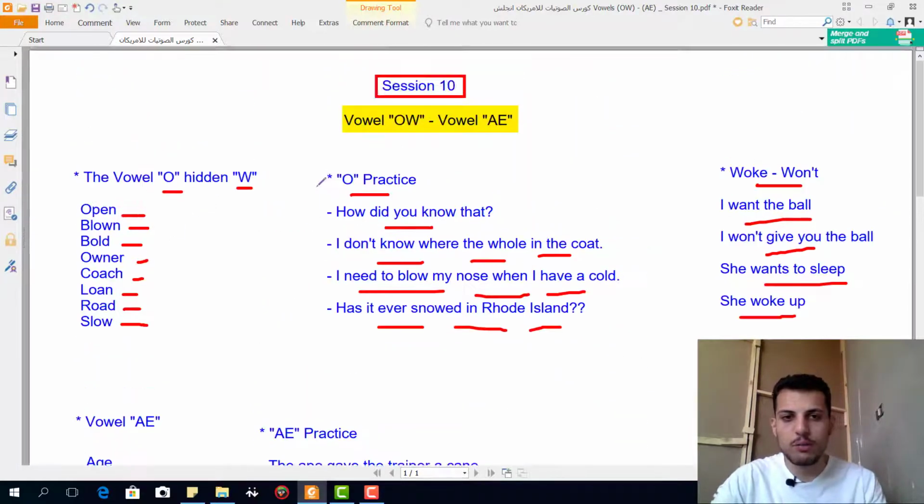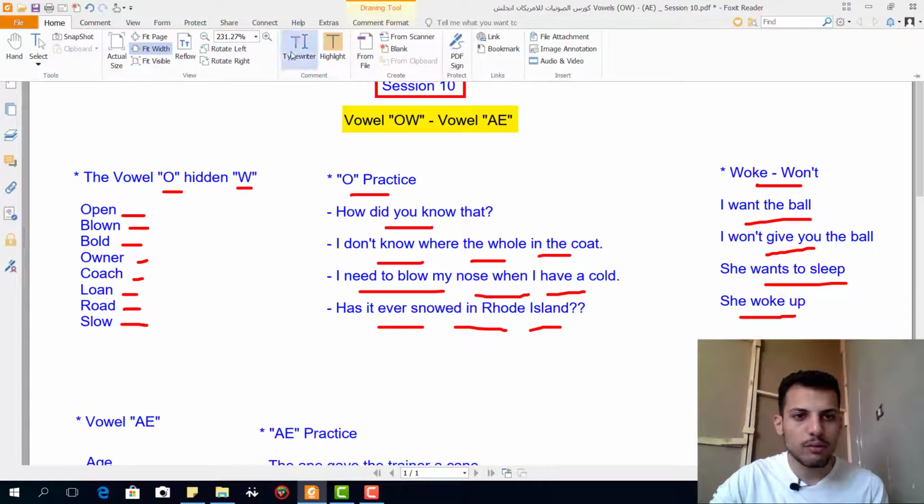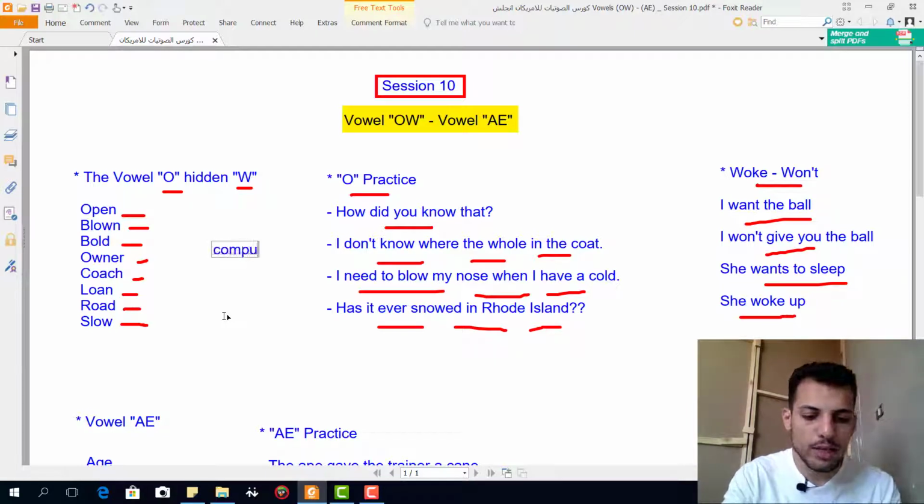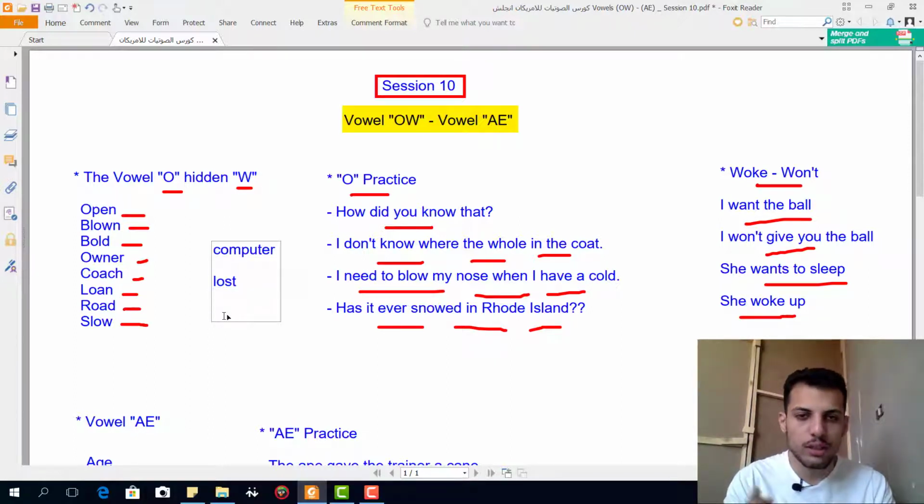Okay, so for the vowel O, we know it's O: open, blown, bold, coach, loan, road, and slow, right? But as we said, there are words that are R2 words. Remember the difference between British and American accent? In the American accent, they don't pronounce the R in the middle of words, like computer, lost. Remember what we said about the word hot. So hot. Okay, we are in the summer, so it's so hot down here. Okay, so that's computer. Lost, hot. This is the O sound in American English phonetics.